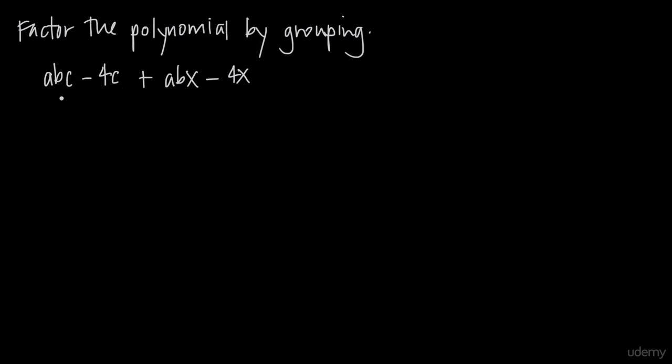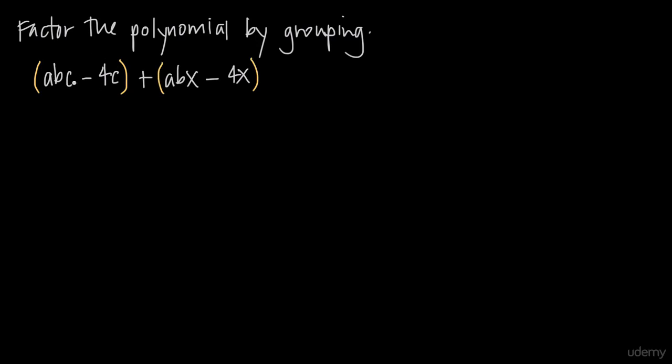And if we look at this polynomial, we can see that the first two terms have a c in common, so we can go ahead and group those together, and the way that we group them is just put parentheses around them like this. And then we can see that the second two terms have an x in common, so we'll group those by putting parentheses around those two terms. Now what we want to do is factor out that common value.